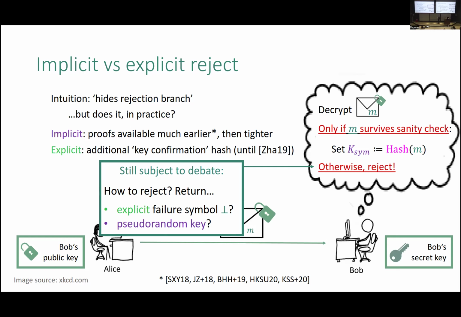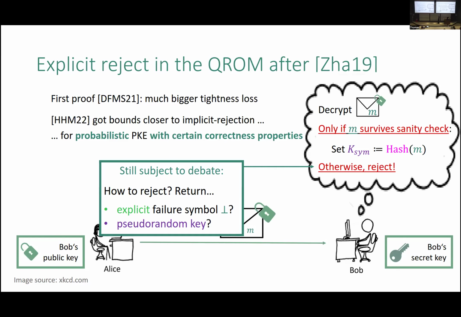And then Zhandry came in 2019 and famously showed how we can essentially record quantum queries. That gave us much better tools for security proofs, and we could drop this additional key confirmation hash. Yeah, so as a follow-up to Zhandry's result, we got the first security proof for the standard FO transformation with explicit rejection, but the proof still was highly less tight than the implicit counterpart. And this gap between implicit and explicit left some additional room to worry.